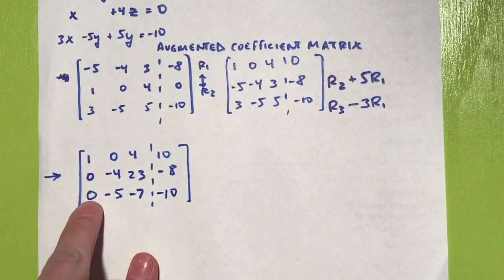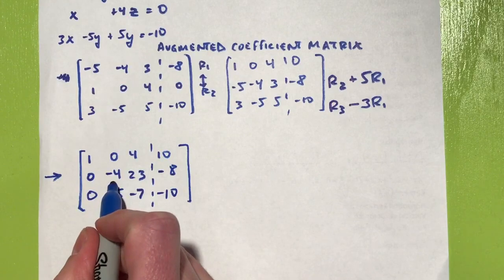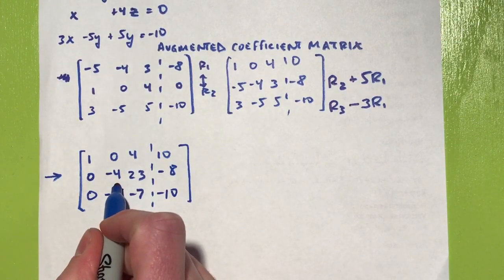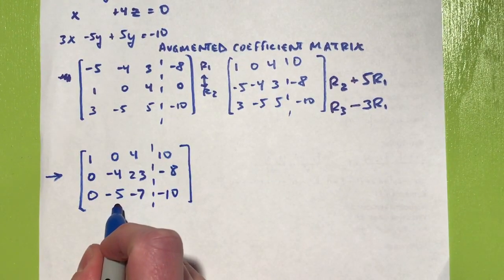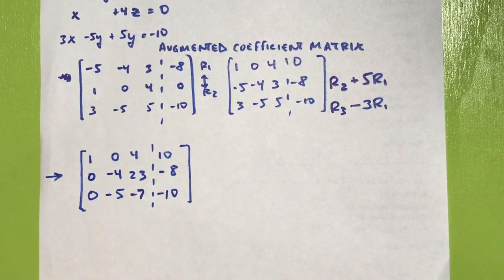I've got the 1 in the key spot, 0's underneath. There's a 0. We need to make the negative 4 into a positive 1. We need to make this a 0. Now, I notice that between the two of these, I'm going to start working things out.